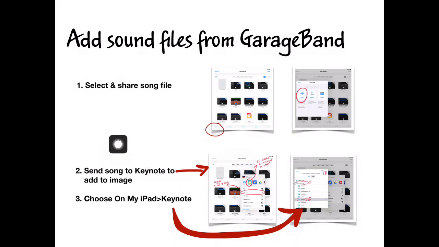To add sound files from GarageBand, you're going to choose Select and Share Song Files, and then you're going to send the song to Keynote. So you're going to choose Open In and then the specific app. In this case, we're going to use Keynote.